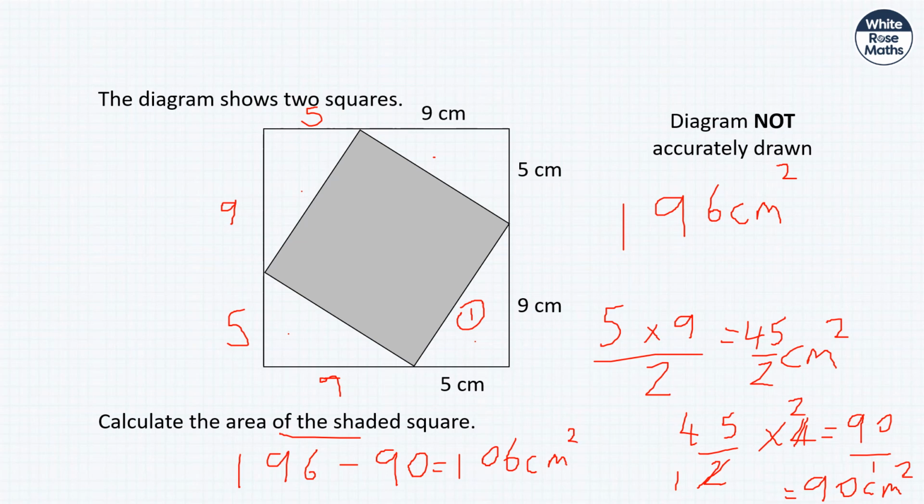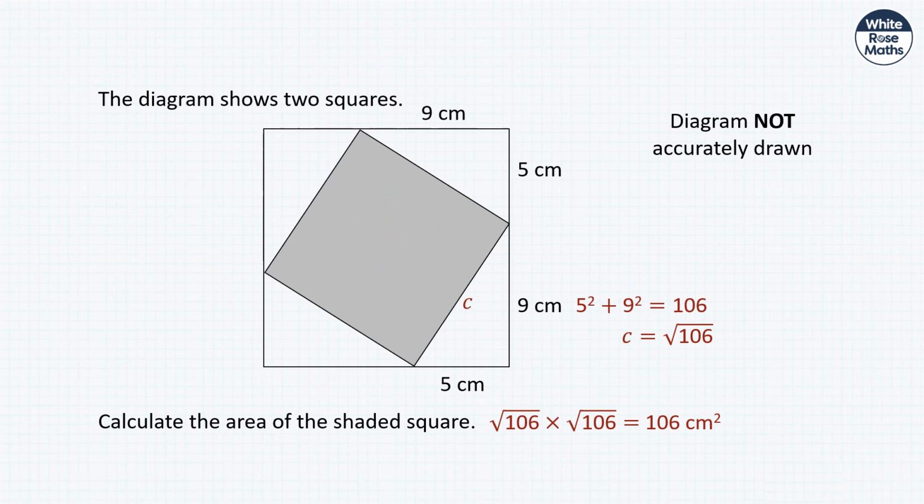Another way is to use Pythagoras' theorem to work out the length of this side. So doing 9 squared plus 5 squared, all square rooted. If you do that, you'll get 81 plus 25. So you will get the square root of 106. So root 106 times root 106 will give you 106. So that also works as well. So that's the other method of doing it.